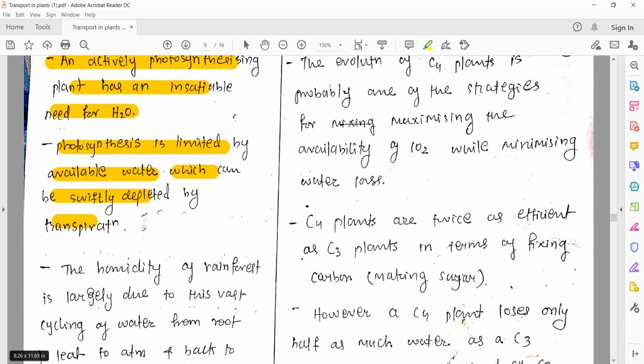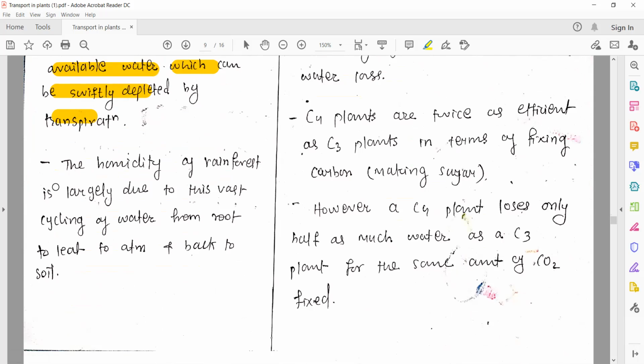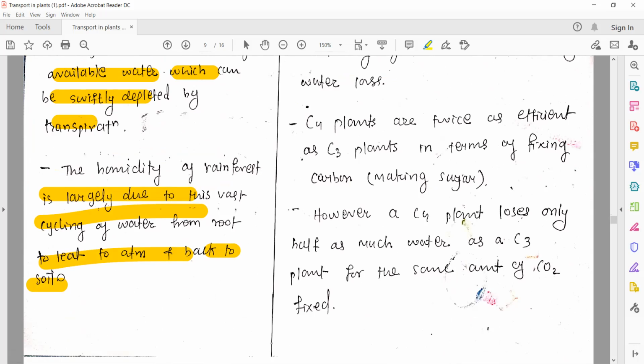Now see, the humidity of the rainforest. The humidity of the rainforest is largely due to the vast cycling of water from the root to the leaf, to the atmosphere and back to the soil. So this is how the cycle has been explained over here in a very short paragraph.